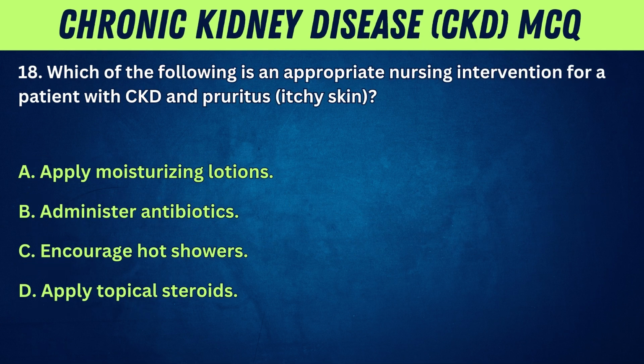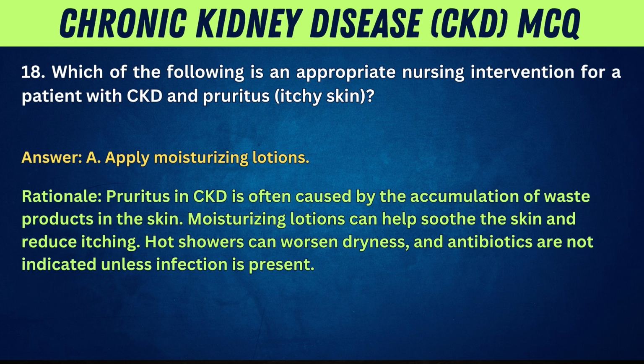18. Which of the following is an appropriate nursing intervention for a patient with CKD and pruritus, itchy skin? A. Apply moisturizing lotions. B. Administer antibiotics. C. Encourage hot showers. D. Apply topical steroids. Answer: A.